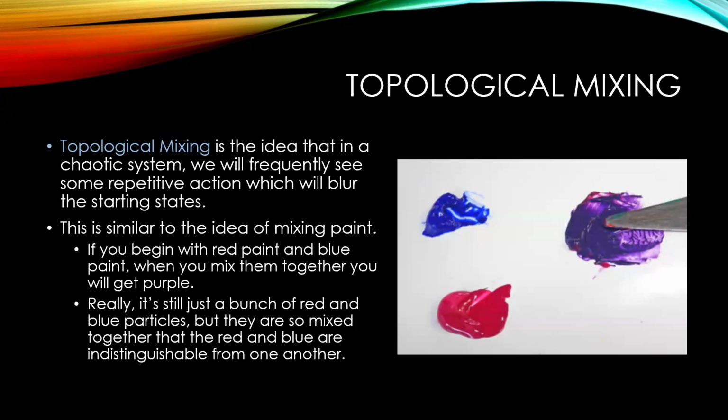The next idea is the idea of topological mixing. And so topological mixing is the idea that in a chaotic system, we will frequently see some repetitive action which will blur the starting states. Usually we think of it like mixing paint. If you start with red paint and blue paint, well, you can mix them together and you're going to get purple. But really, this purple is just a whole bunch of red and blue particles. But they are so mixed together that you can't really distinguish what's red and what's blue anymore. And that's where that purple color comes from.